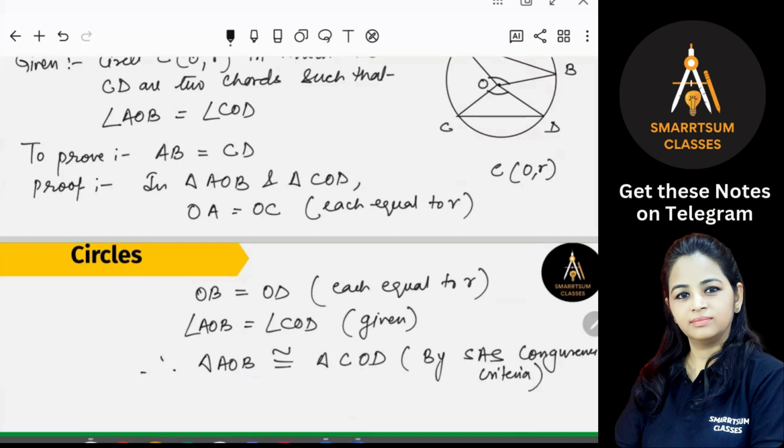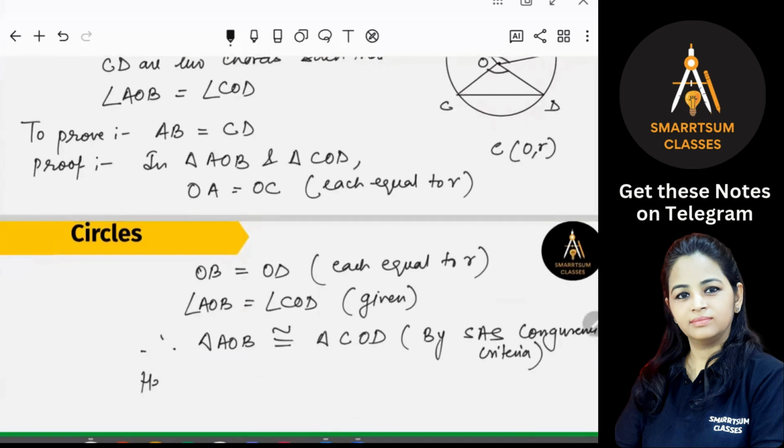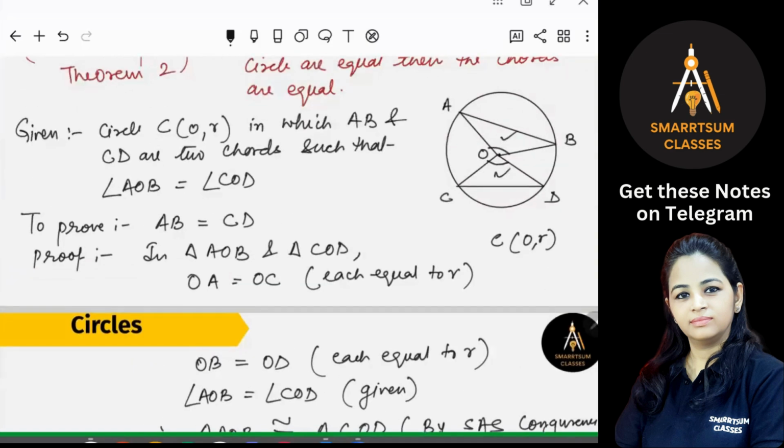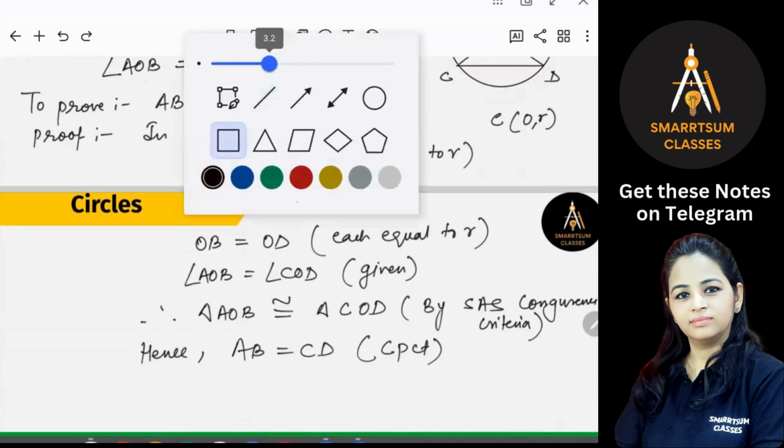Is that clear? Since these two triangles are congruent, hence we can say that AB is equal to CD by CPCT, corresponding parts of congruent triangles. Once we have proved that the two triangles are congruent to each other, all the corresponding parts will also be equal. That means AB will also be equal to CD. So in this way, we have proved that if the two chords are subtending equal angle at the center of the circle, then these chords will be equal in length. So we have proved theorem 3.